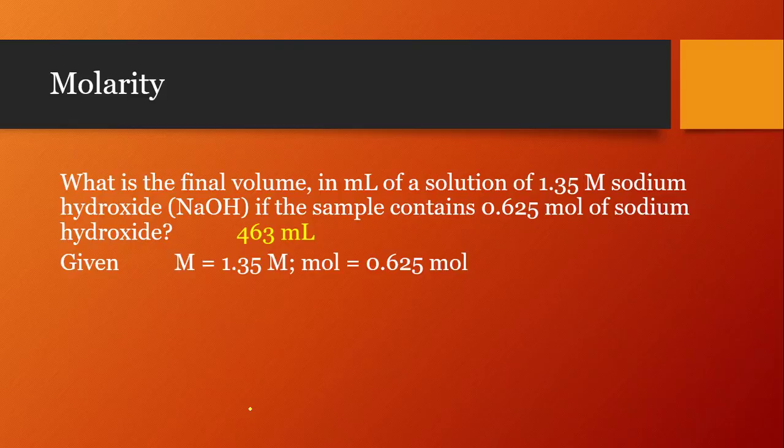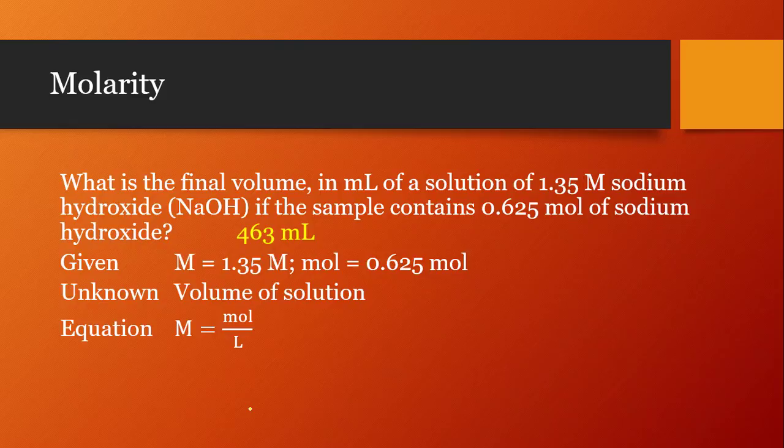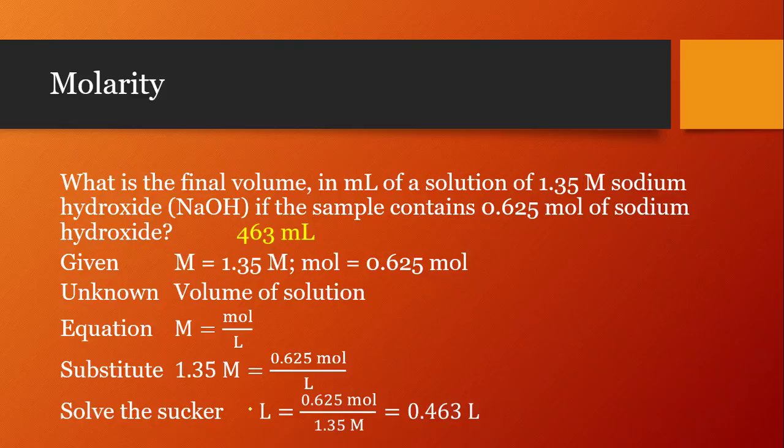We're given the molarity, 1.35 molar. We are given the moles, 0.625 moles. We don't know the volume of the solution. We do know that molarity equals moles divided by liters. Plug in the values, substitute them, rearrange it so you can solve it, and you get 0.463 liters. But the question asks for milliliters. But there are 1,000 milliliters in 1 liter, and notice the liters will cancel out here, and that's how we got 463 milliliters. So one more example.